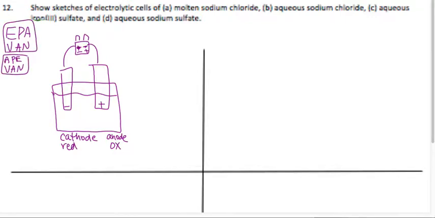Basically what this is saying, electrolytic positive anode, voltaic anode negative. And there's Vanna White.